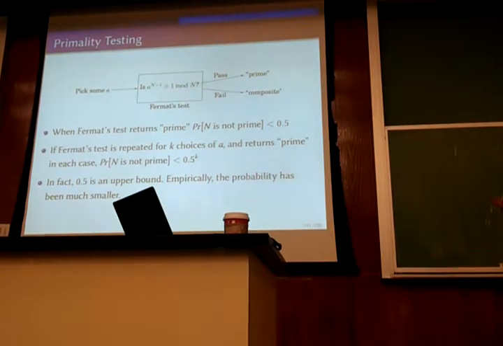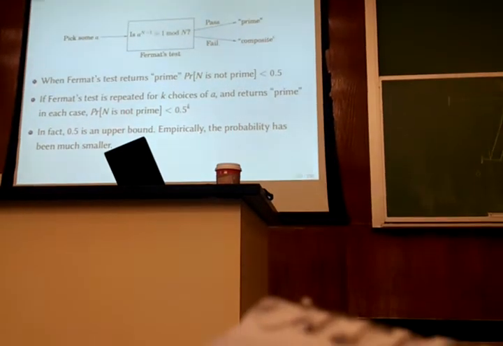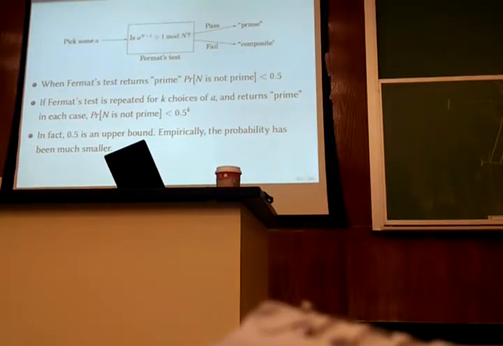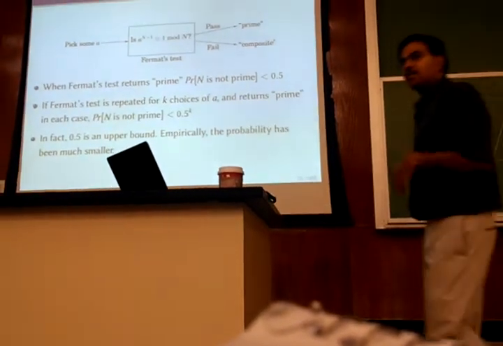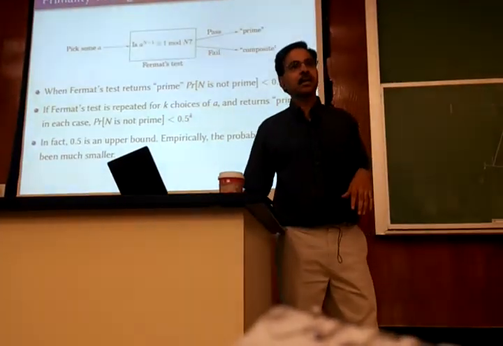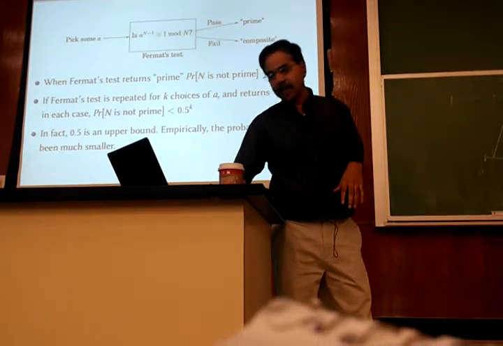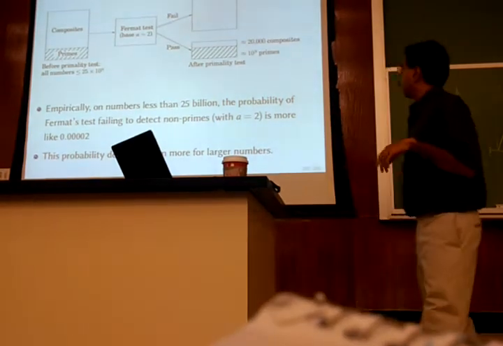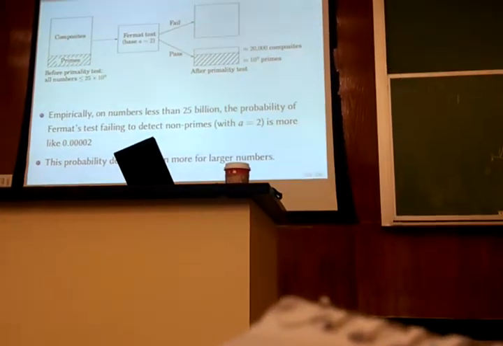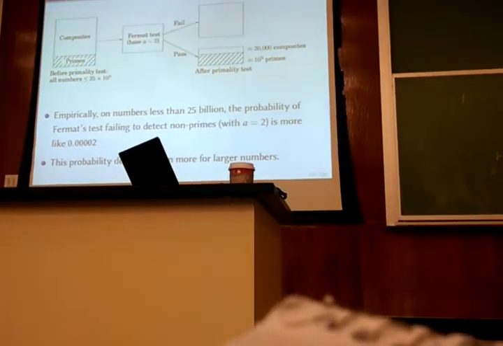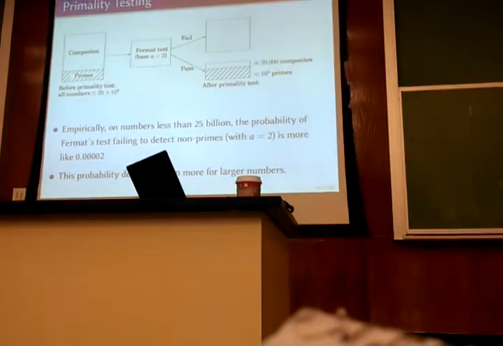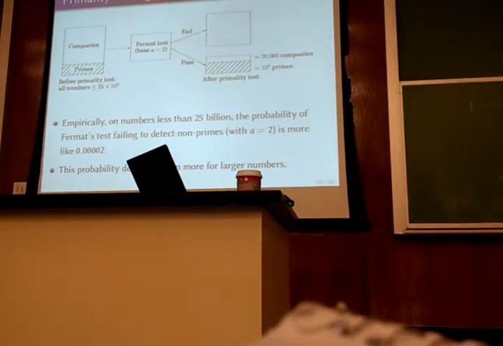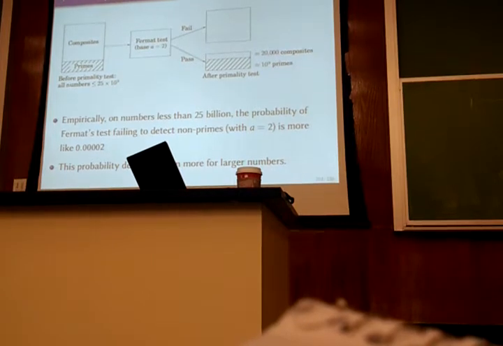Right? So 0.5 to the power 100 is probably quite low, and you are willing to accept that probability of being incorrect. Okay, so in reality though, as I said, what you can prove is this 0.5. In practice though, Fermat's test happens to be much more accurate.